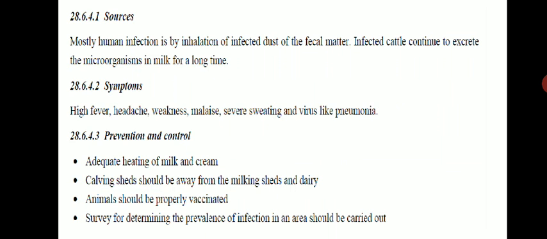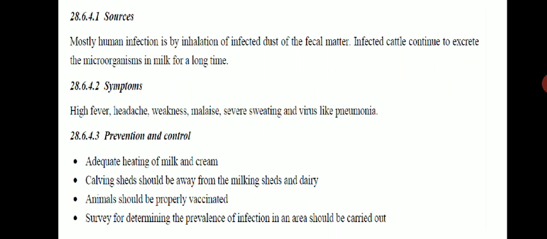Now the sources. Mostly human infection is by inhalation of infected dust or fecal matter. Infected cattle continue to excrete the microorganisms in their milk for a longer time. So these are the main sources of Q fever causing bacteria. As for symptoms, these are high fever, headache, weakness, malaise, severe sweating and virus-like pneumonia.